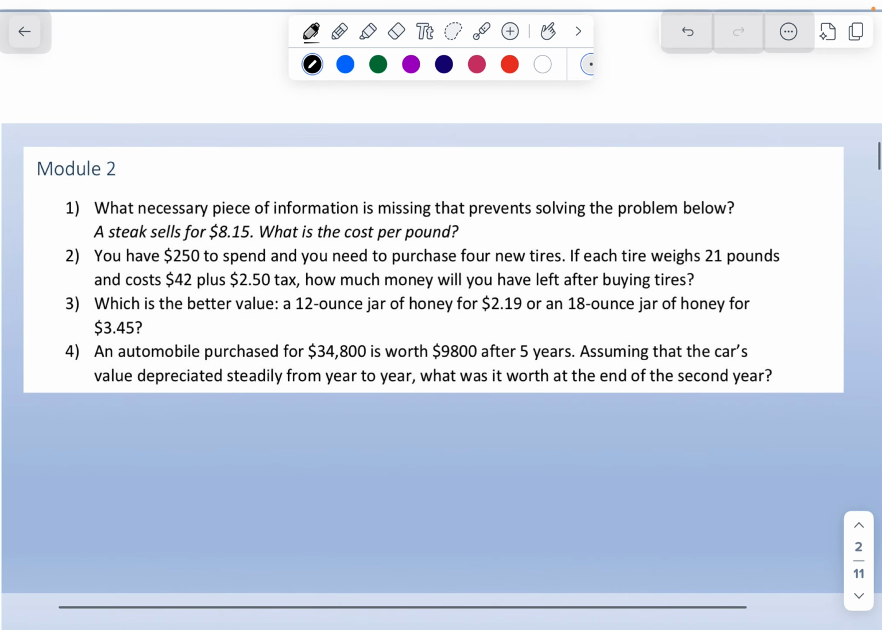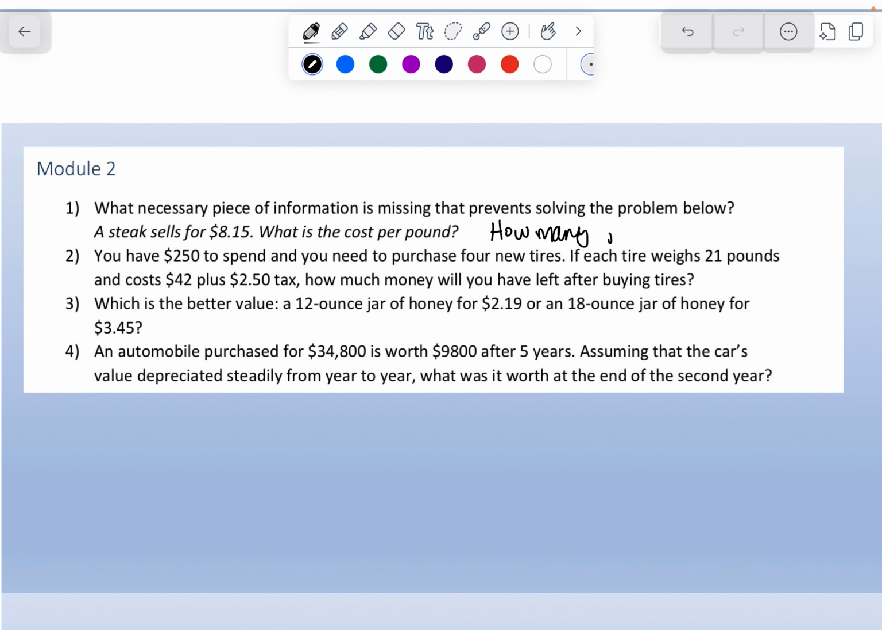Let's take a look at mod 2. Mod 2 says, what necessary piece of information is missing that prevents solving the problem below? The steak sells for $8.15. What is the cost per pound? Well, the necessary information for number 1 is, how many pounds is it? Because if we don't know how many pounds it is, how could we break it down for the price per pound? And the way that we look here, cost per pound, we have the cost, we don't have the pounds. Cost per pound, you would have to do the cost divided by the pounds, so we don't have that much.